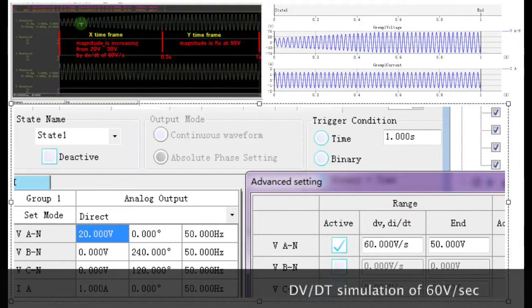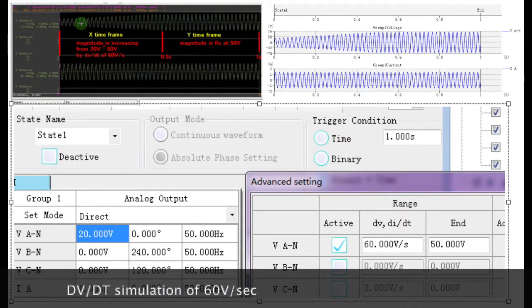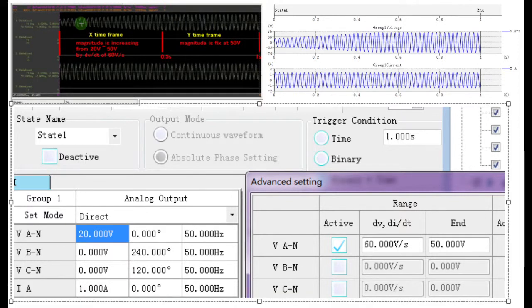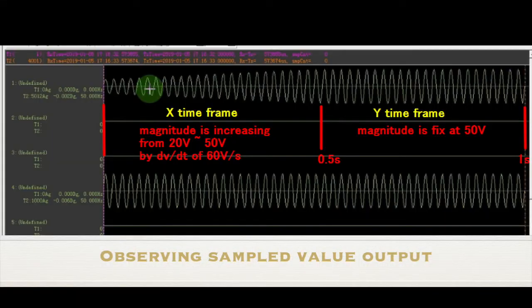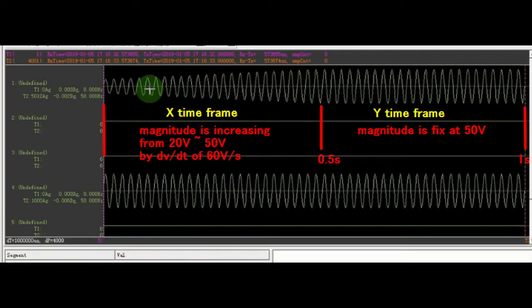Let's now try to simulate a voltage signal of 20 volts and perform dv by dt of 60 volts per second. We are setting the test time as 1 second. Now, if we observe the sampled value output in frame X, we will notice that the magnitude of voltage signal is increasing from 20 to 50 volts in 0.5 seconds with dv by dt of 60 volts per second.